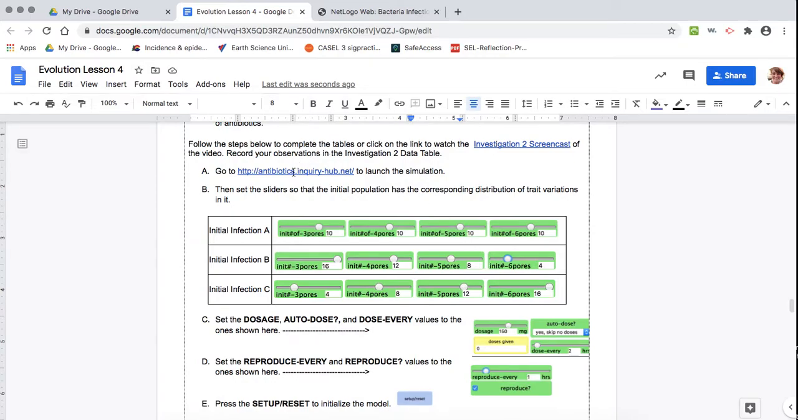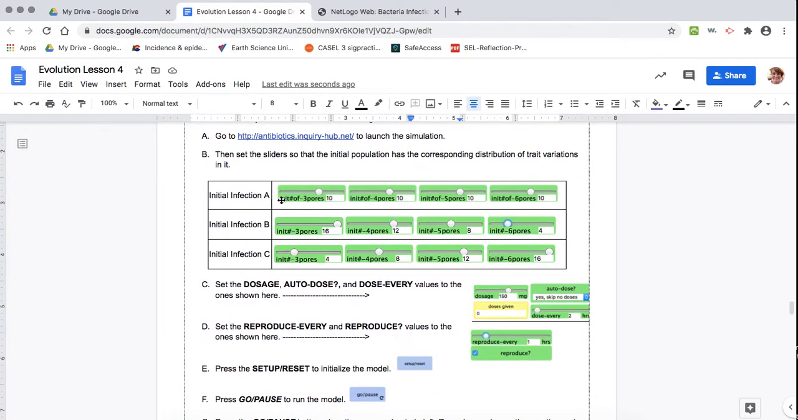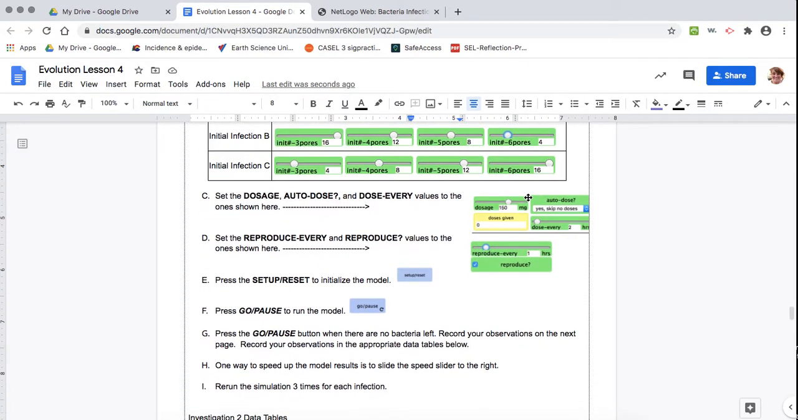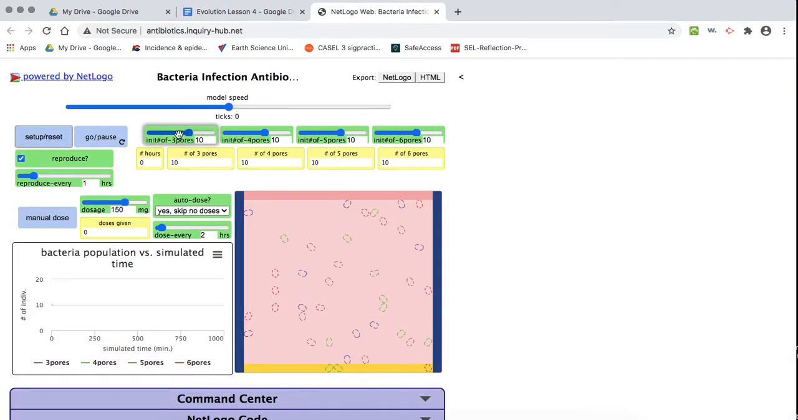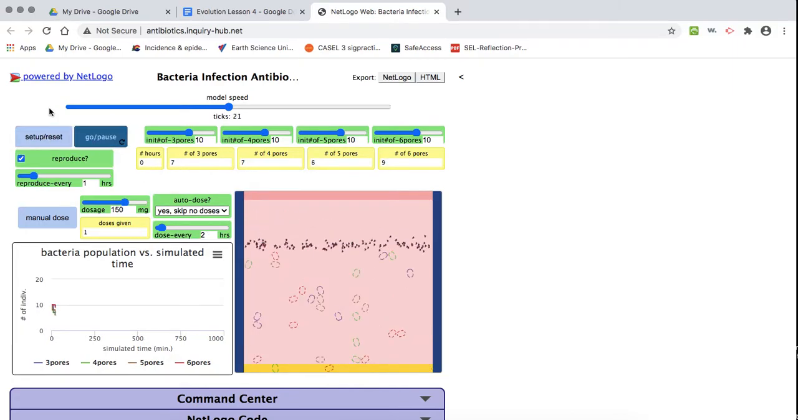I'm going to start by going to antibiotics.inquiry-hub.net to launch the simulation. I'm going to start with initial investigation A, in which I have 10 of each of the 4 variations of bacteria. I'm going to start with 150 milligrams given every 2 hours, and I'm going to have reproduction turned on. So I'm going to hit setup and then go.